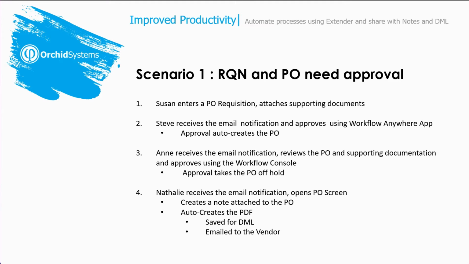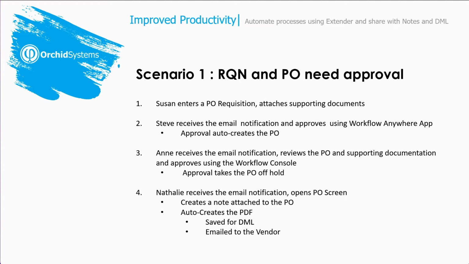In this first scenario, both the requisition and the purchase order need approval. Susan's going to enter a PO requisition and attach the supporting documents. When the purchase requisition is posted, Steve will receive an email notification and will approve using the Workflow Anywhere app. The approval will auto-create the purchase order. Anne will receive a notification that the purchase order has been approved, and she will review the PO and the supporting documentation using the Workflow console.